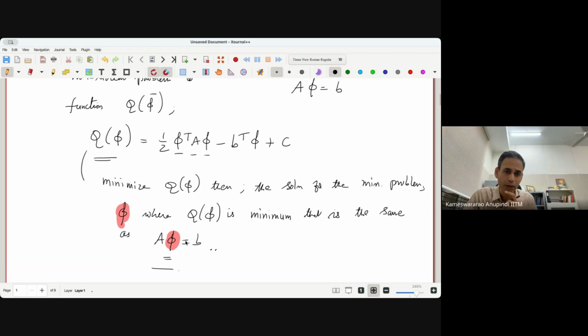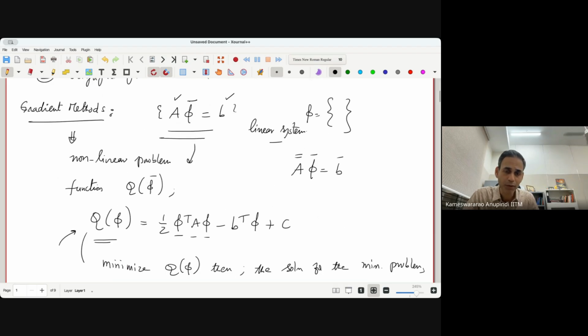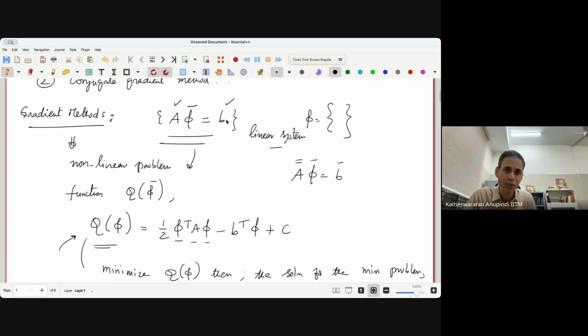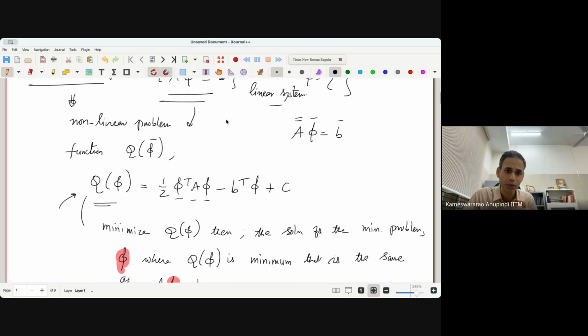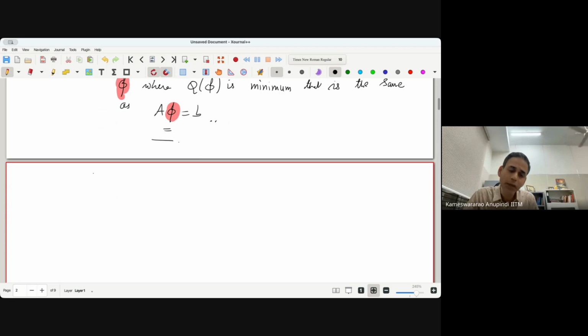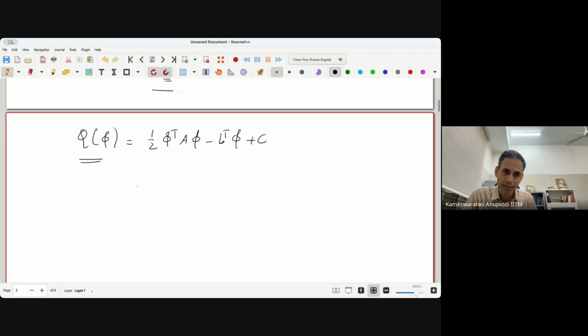I am now going to prove that this minimization problem is the same as solving for A phi equal to b when we have symmetric and positive definite matrices. Once we prove that, we will see how the steepest descent method works. So let us look at Q of phi, which is already given: half of phi transpose A phi minus b transpose phi plus c. Now, if I am given a function, what would be its gradient denoted as?